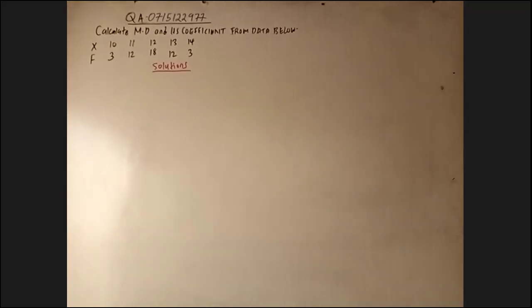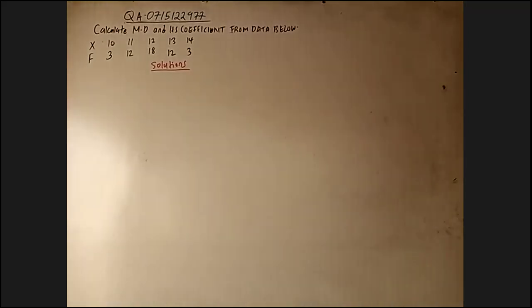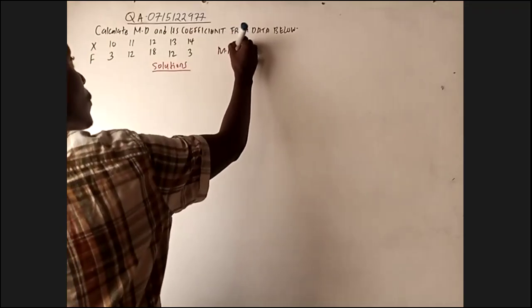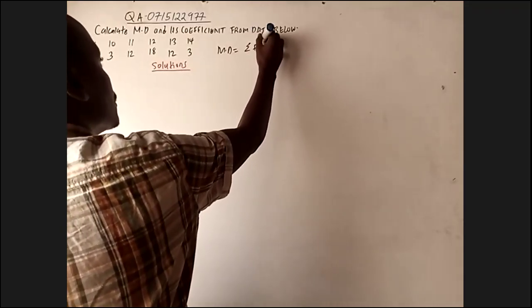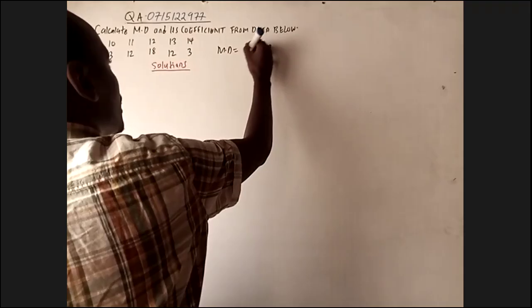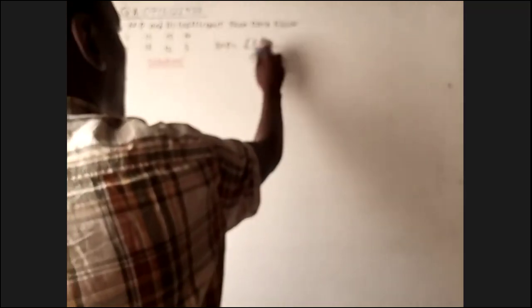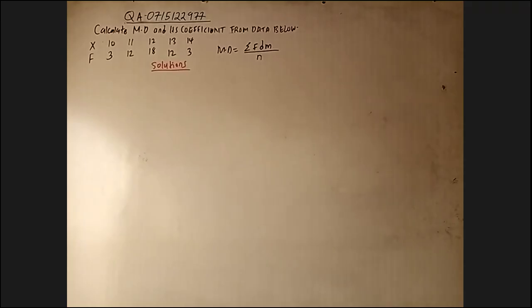Now solutions. How do we go about it? First, I need to remember the formula. MD is the summation of frequency times DM, where we will use the median, over n, but remember in this case our n is the total frequency, because we have frequency.